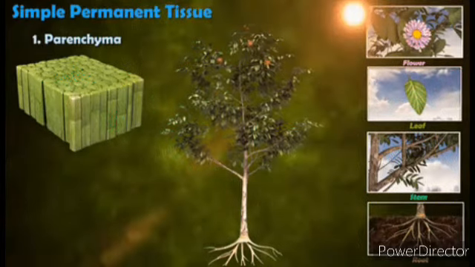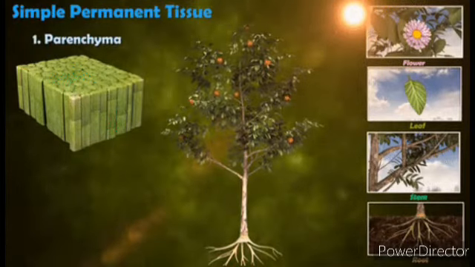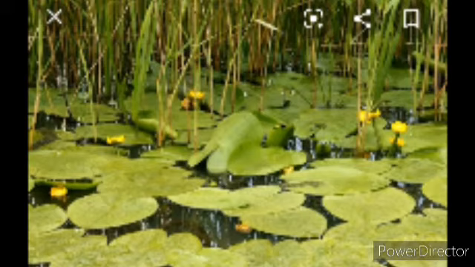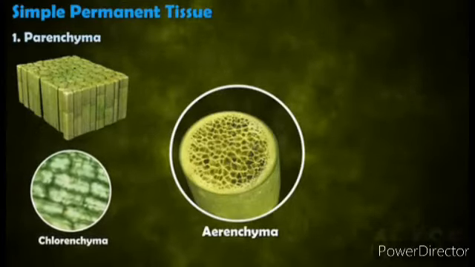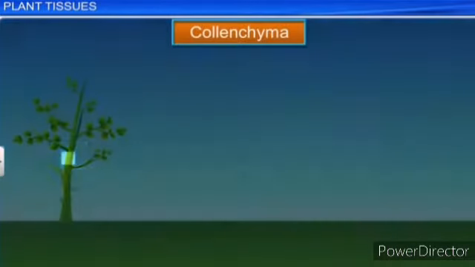In leaves, they contain chloroplast, which is called chlorenchyma, which helps in photosynthesis. In aquatic plants, they contain large air cavities, which help in buoyancy and hence are called aerenchyma. Parenchyma in fruits and vegetables is filled with starch, which helps in food storage. Let's take a look at collenchyma.